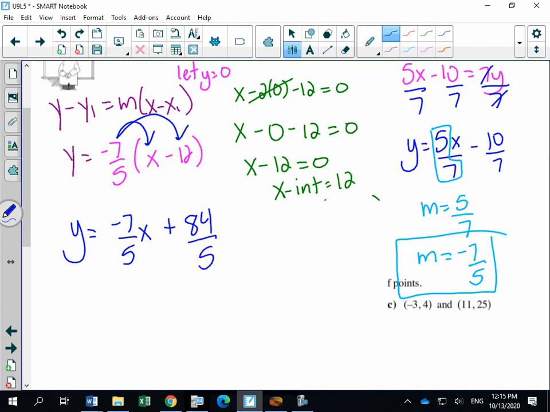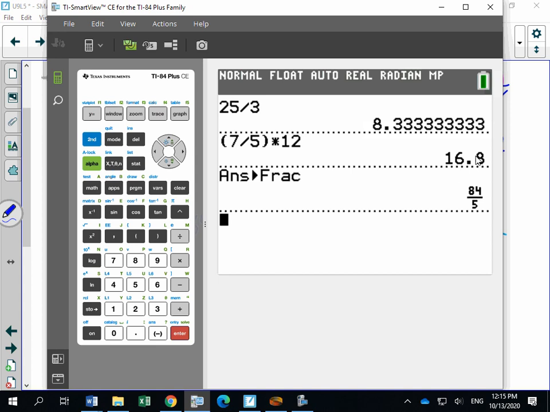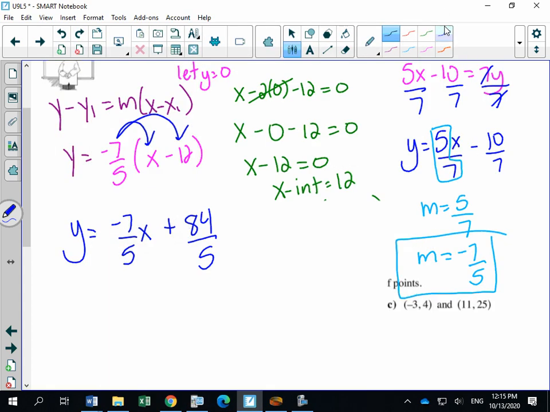Okay, this would be good enough if they said be in slope y-intercept, right? Because I know that my slope is negative 7 over 5, and I know that my y-intercept is 16.8. But they want me to go to general. So then, Kai, do you want me to move everything to the left or to the right if I'm going to general? To which side? The left. And why did you say that?